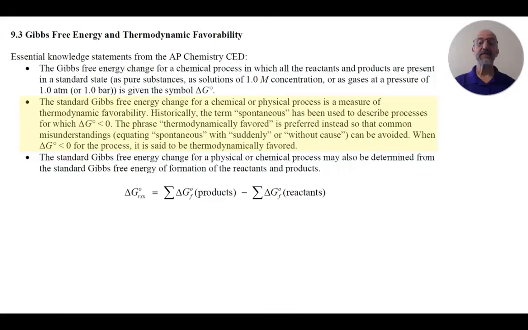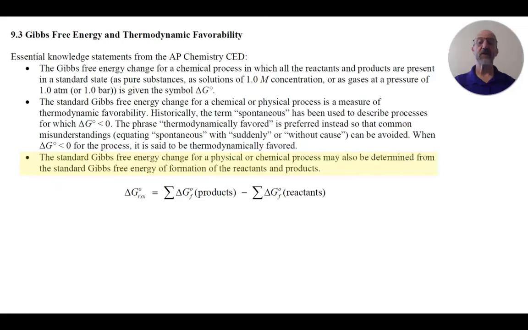The standard Gibbs free energy change for a chemical or physical process is a measure of thermodynamic favorability. Historically, the term spontaneous has been used to describe processes for which the delta G is negative or less than 0. The phrase thermodynamically favored is preferred instead, so that common misunderstandings equating spontaneous with suddenly or without cause can be avoided. So when the delta G, or the change in free energy, is negative, less than 0 for the process, it is said to be thermodynamically favored.